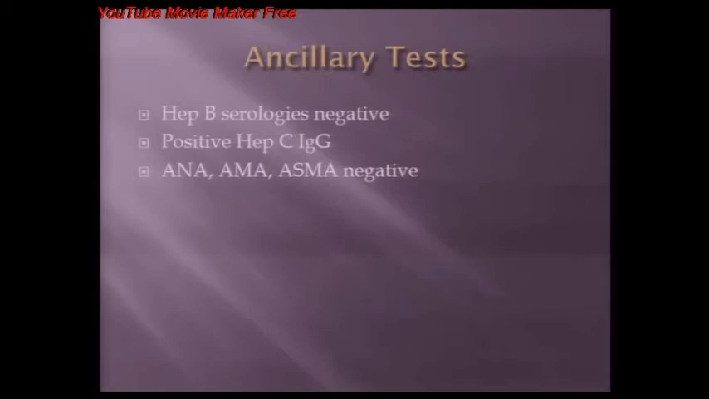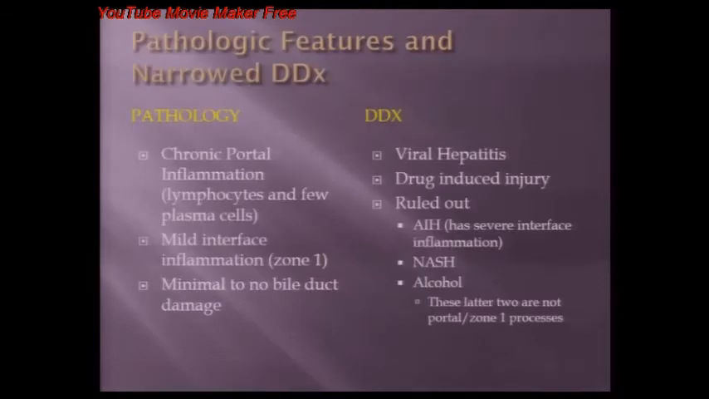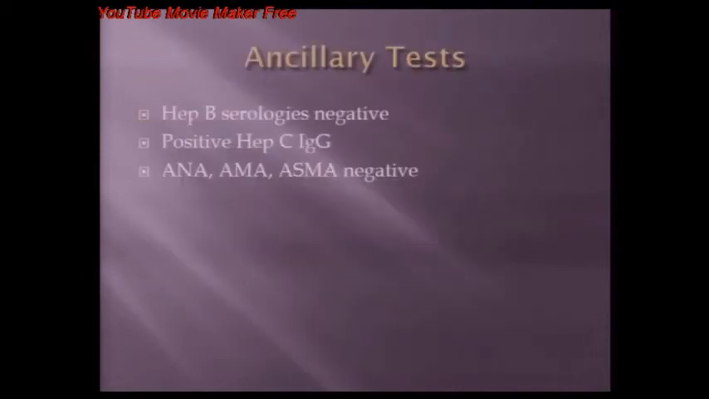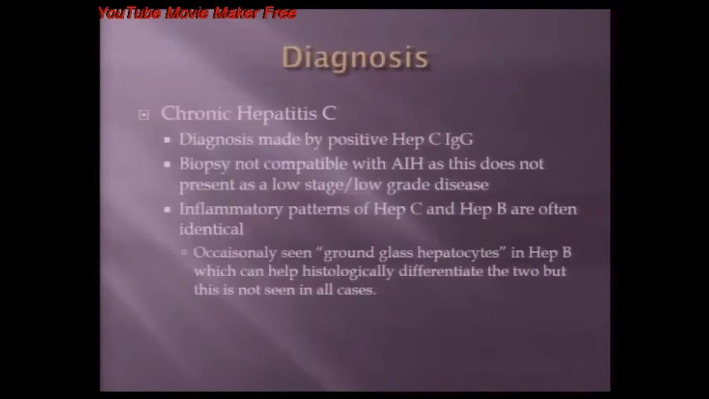Okay, so your classic portal-based, minimal interface inflammatory pattern. That's sort of your baseline for what chronic hepatitis looks like. Typical Hep C. Okay. Diagnosis is mainly made with serologies. Oftentimes, for a patient who presented like this, if they found the Hep C antibody, I imagine in most cases you don't even need a liver biopsy to diagnose that. Though we do like, as pathologists, if we get one, to make sure that the tissue findings are compatible with the clinical findings as well.